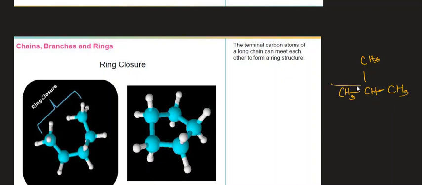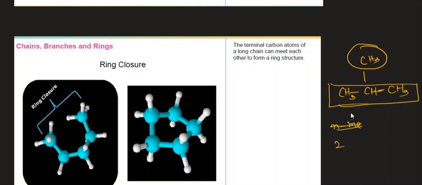So what is this? Propane, where a methyl group is branched. Actually, that is 2-methyl, because the position should be indicated. We'll be discussing in detail about this in IUPAC nomenclature. So 2-methyl propane. So this is branched.